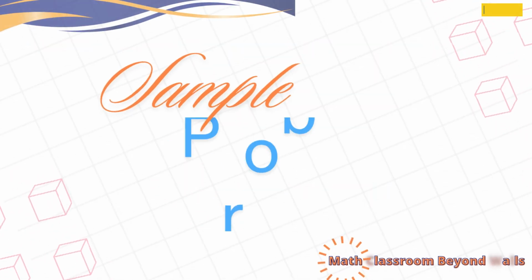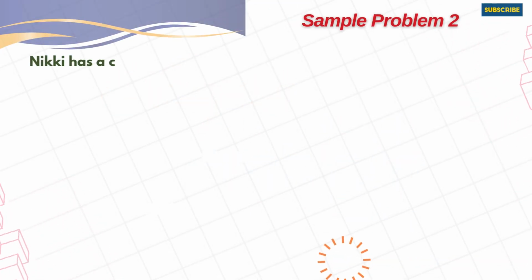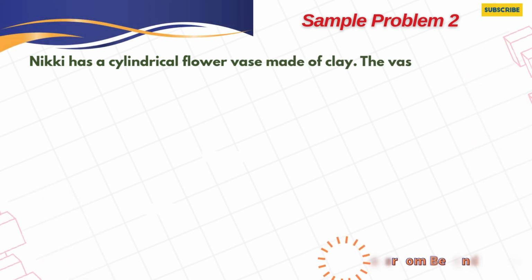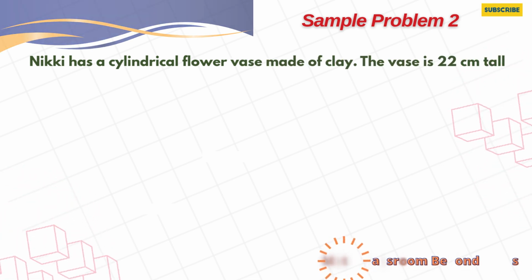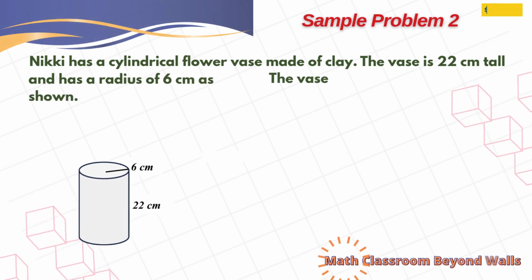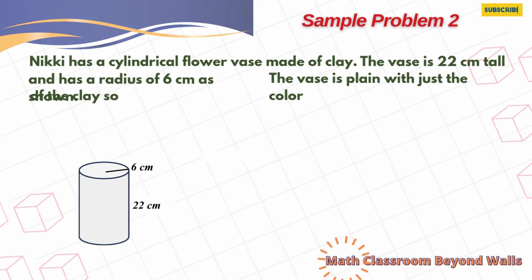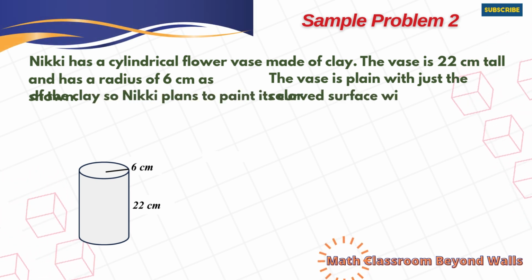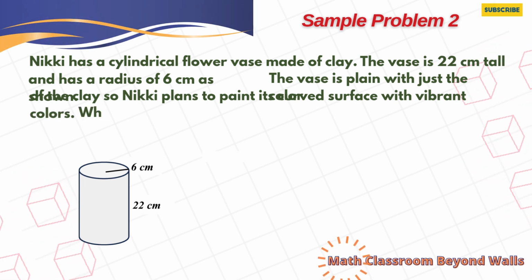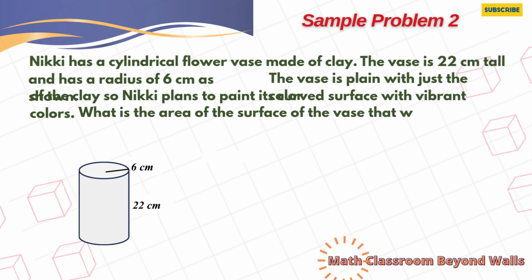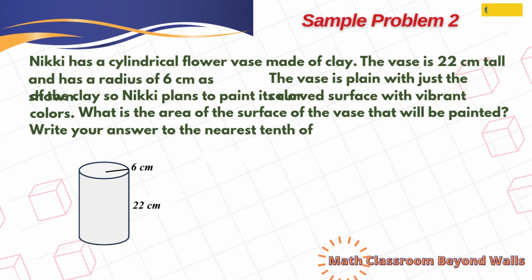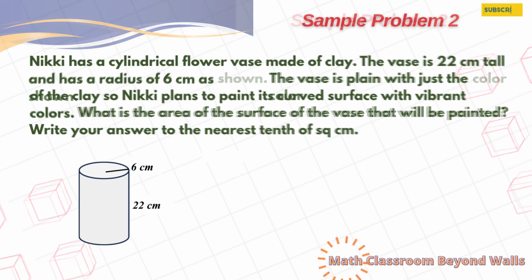Let us do sample problem 2. Here's the problem. Nikki has a cylindrical flower vase made of clay. The vase is 22 centimeters tall and has a radius of 6 centimeters as shown. The vase is plain with just the color of the clay, so Nikki plans to paint its curved surface with vibrant colors. What is the area of the surface of the vase that will be painted? Write your answer to the nearest tenth of square centimeters.